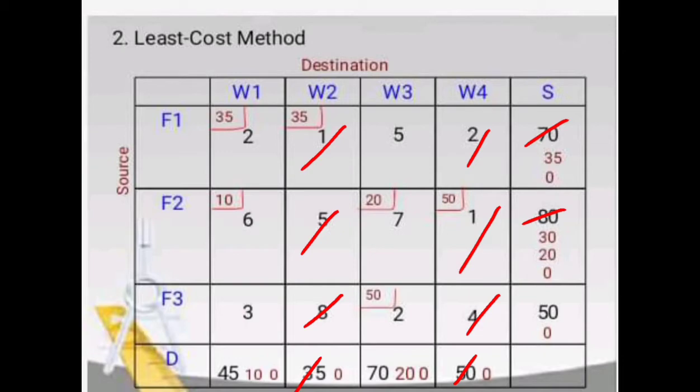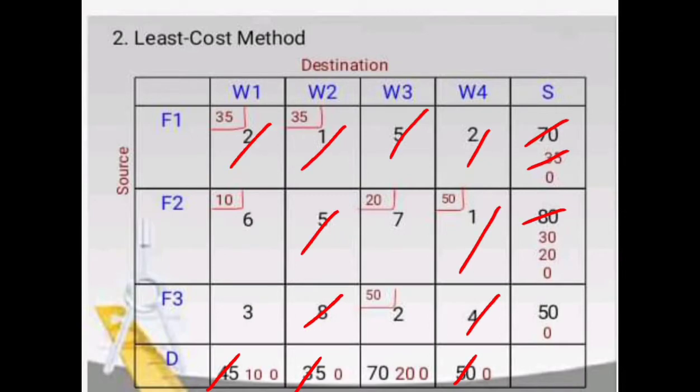Next, again we find the least cost, which is number 2. We have 2 here, so I choose this cell. From the supply we have a remaining of 35, and from the demand we have 45. Because 35 is the lesser value, we allocate 35 here, and then cancel out from the supply. And 45 minus 35, we have a remaining of 10. Because the supply has been satisfied, we cancel this part of the row.